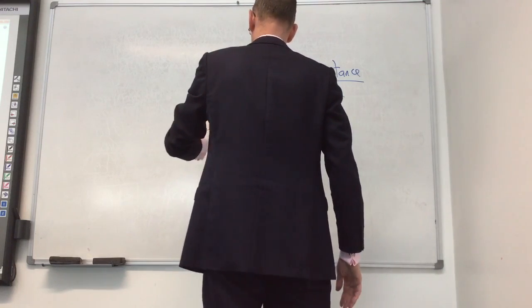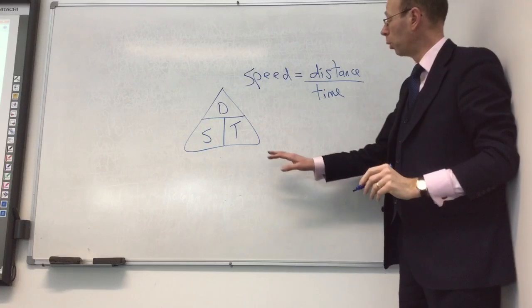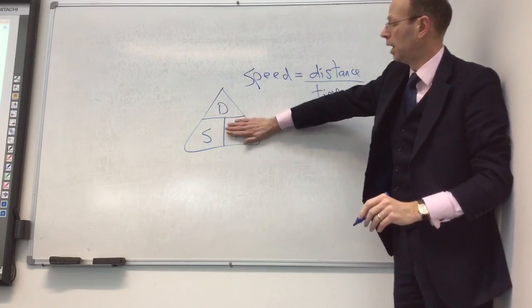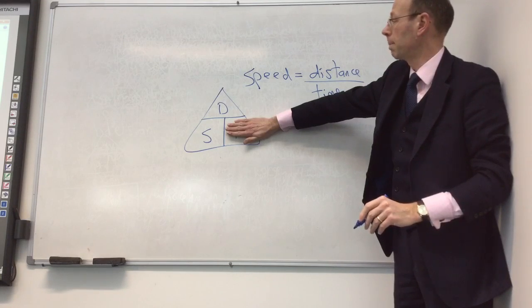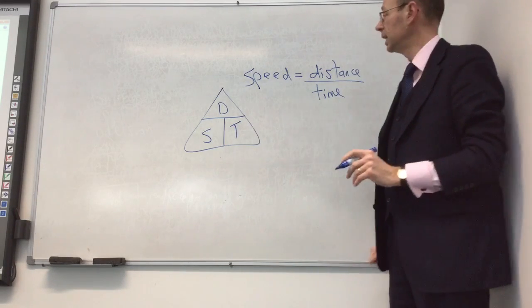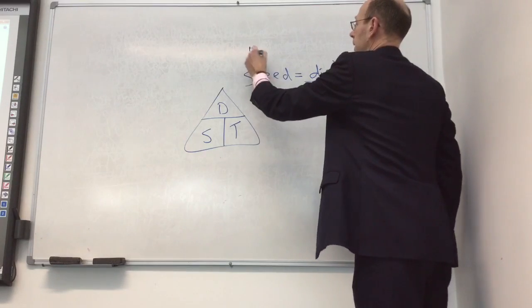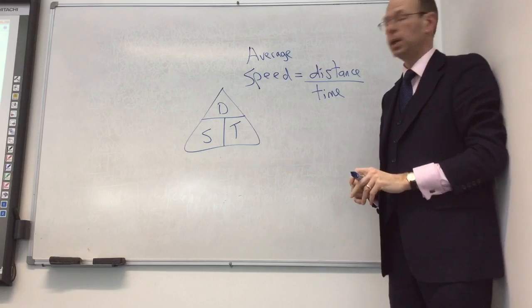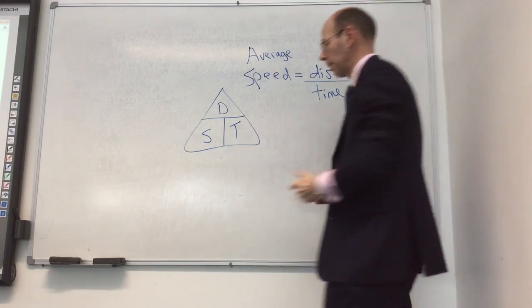Speed is distance divided by time, or if we're going to rearrange it, distance is speed times time, time is distance divided by speed. If I want to be a bit more precise, we should say average speed, because as we'll see, sometimes the speed can change. So that's the first little thing you need to know.